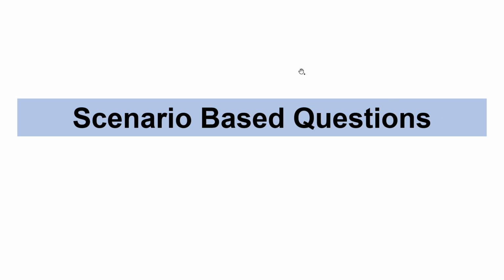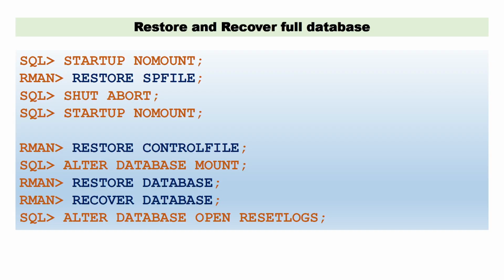Now let's go through some scenario based questions. We have done a lot of theory, so let's see the scenario based situations. If you want to restore and recover a full database, you will first start up nomount and restore your SPFILE, then shut down your database again. You will start up the database using nomount, then restore the control file, then put the database in mount mode. Then you will restore your database, recover your database, and use alter database open resetlogs. So this is how you will restore and recover a full database.